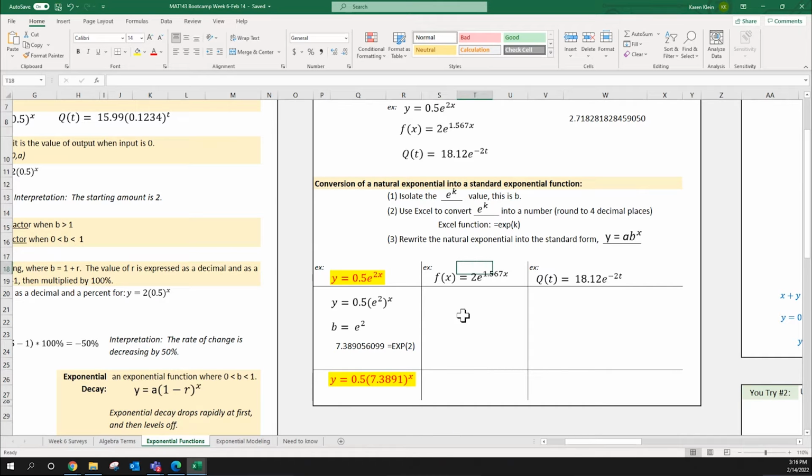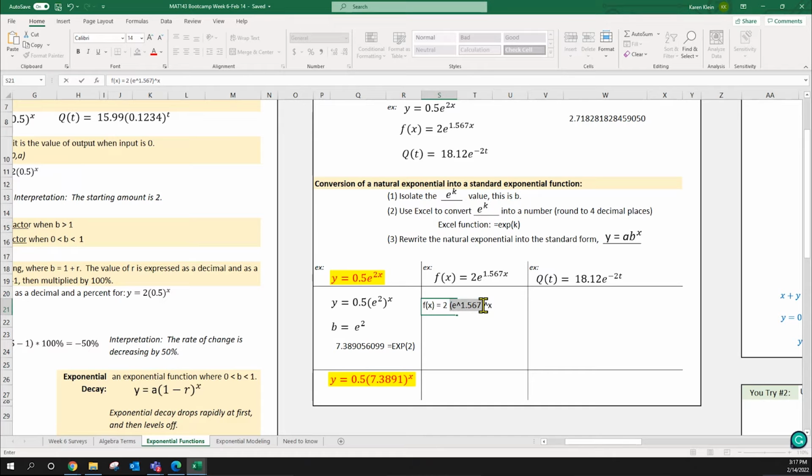So let's try this for this example here, because this is something that we're having to do in this unit that normally we need some practice with. All right, so in the second example here, we have f of x equals 2 times e to the 1.567x. So we need to isolate that information. I'm not going to try to use formulas here. I'm just going to say we have 2, and we're going to have e, raised to the power 1.567. And I'm just going to put parentheses around that, and that's going to be raised to the power x.